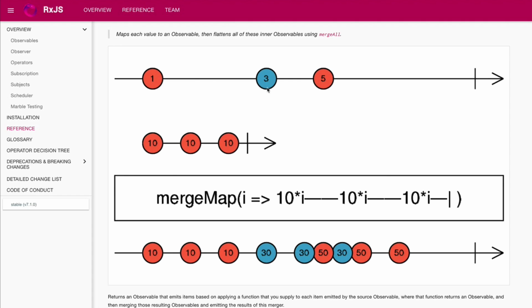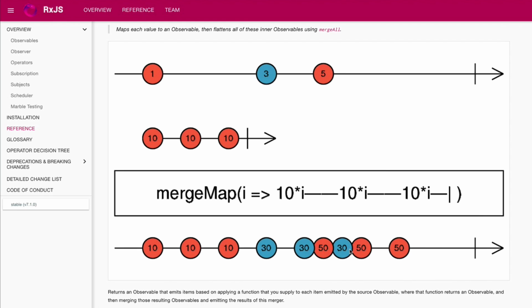So in this marble diagram here, what we have is an observable stream that's emitting three values, a 1, a 3, and a 5. And then we have another stream here that is going to emit three values, a 10, a 10, and a 10. And the stream at the bottom is the mergeMap stream that we're interested in. So you can see here, this is an example where we're using a mergeMap. We're taking the value from our first stream, and then we're multiplying that value by 10.